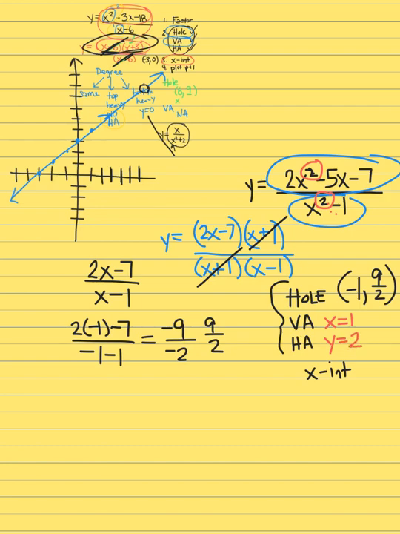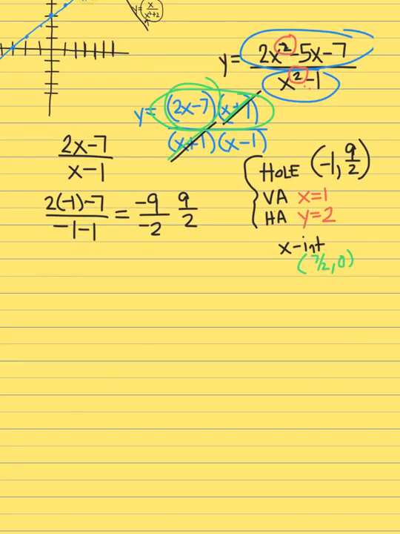For my x-intercept, I'm going to take my numerator and set that equal to 0. Because x plus 1 is canceled out as a whole, -1 cannot be an x-intercept. It's got to be 7/2. So my x-intercept is 7/2, 0. Now that I have my discontinuities and my x-intercepts, I'm going to draw a sketch of my graph.